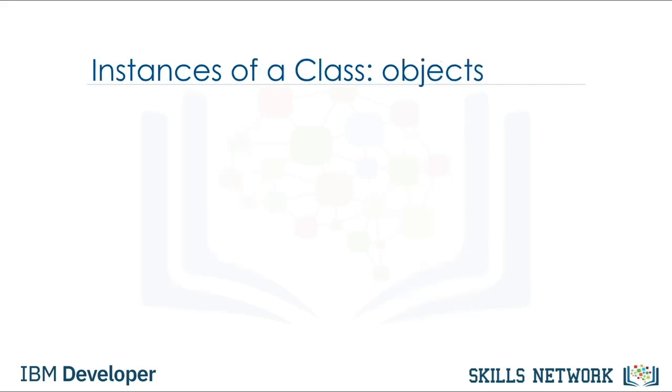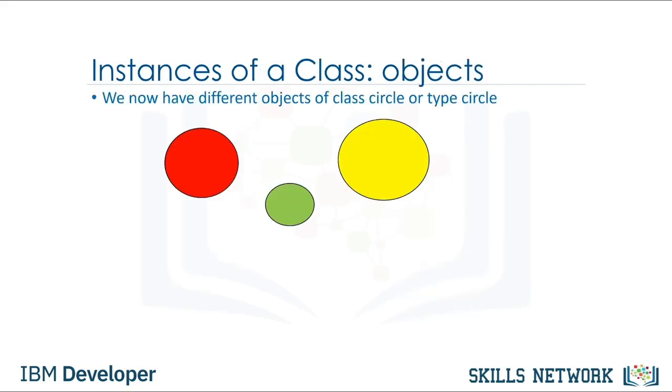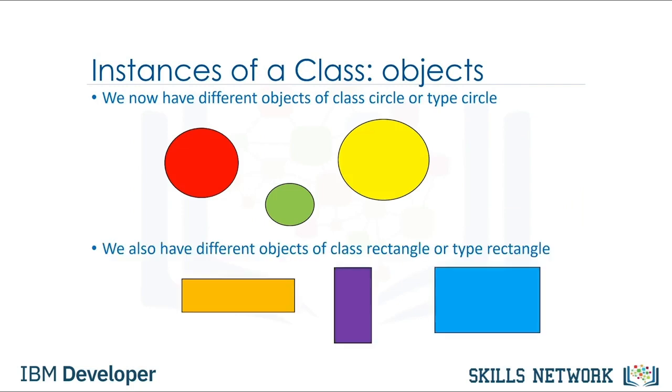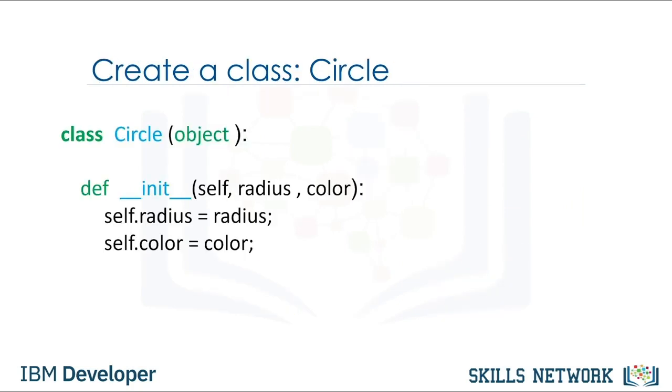We now have different objects of class circle or type circle. We also have different objects of class rectangle or type rectangle. Let us continue building the circle class in Python.